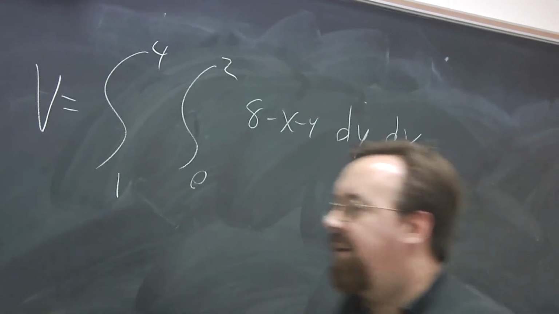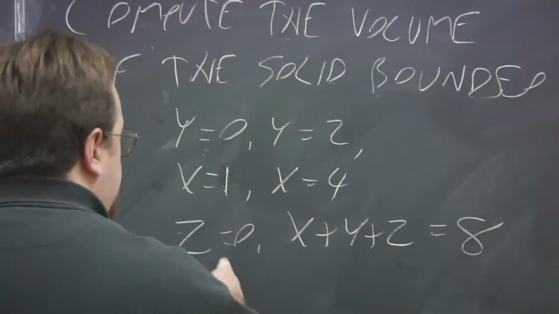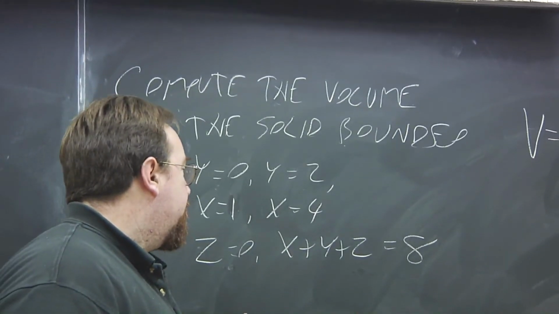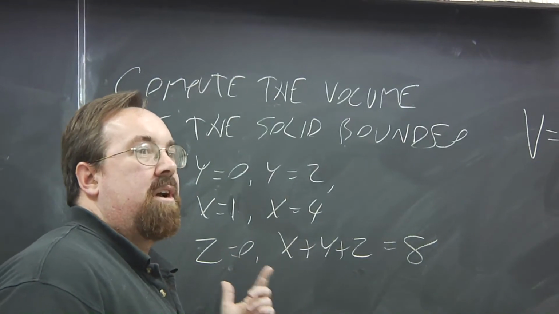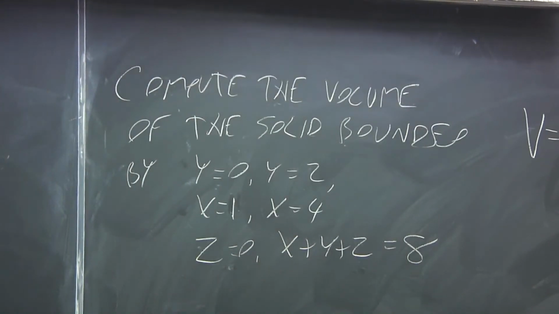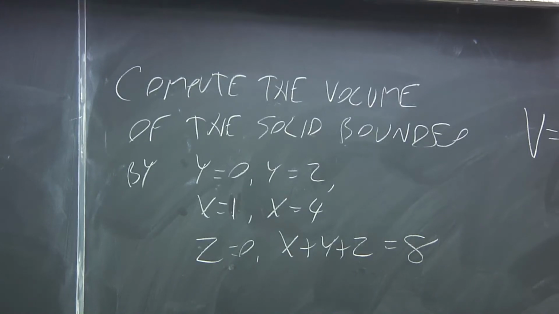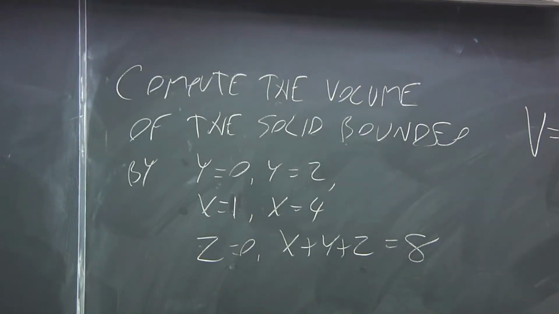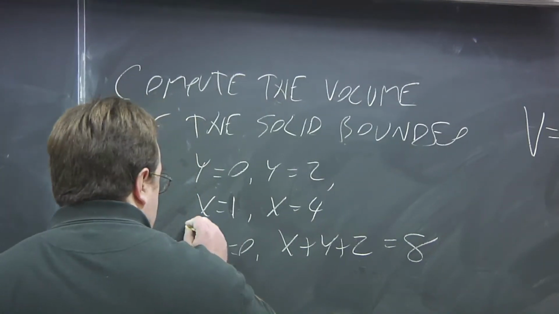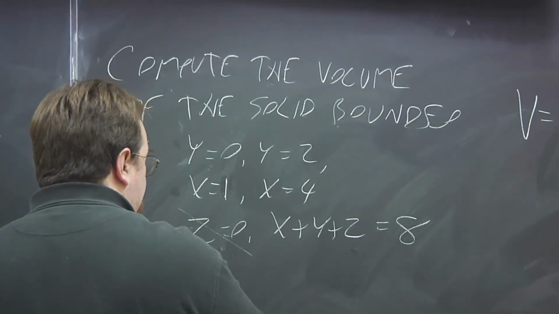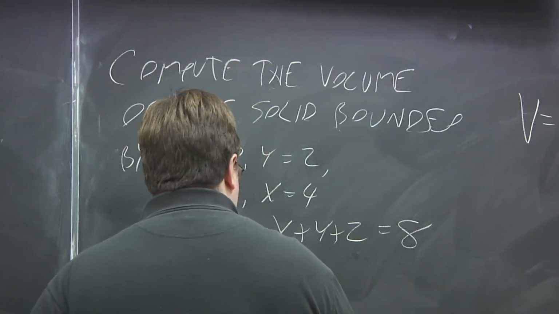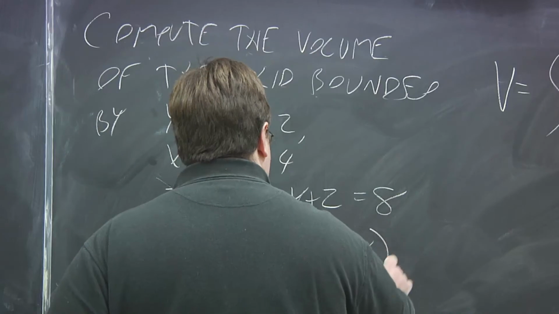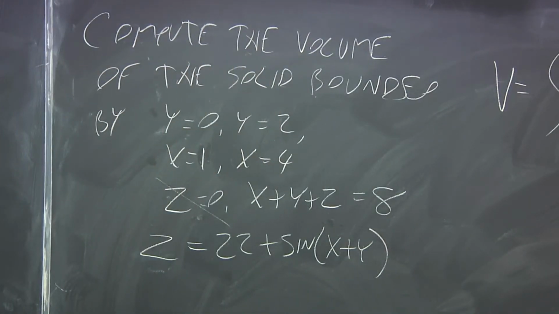On the other hand, suppose I had something else here. Suppose I had z equals some other function of x and y. Then I would subtract the two. But if I wanted volume, I have to be careful how I subtract. So for instance, let's suppose instead of this, I had z equal to 22 plus sine x plus y, let's say.